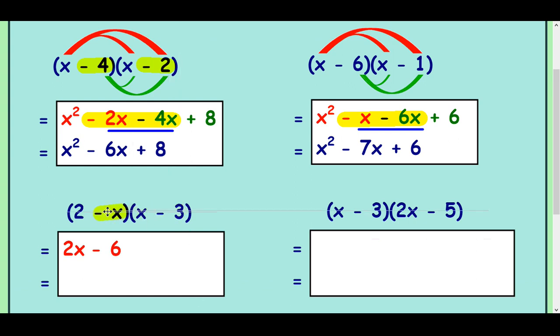You're then going to move on to this. We're multiplying all of this bracket by the negative x. So negative x times x is negative x squared. And negative x times negative 3 is positive 3x.